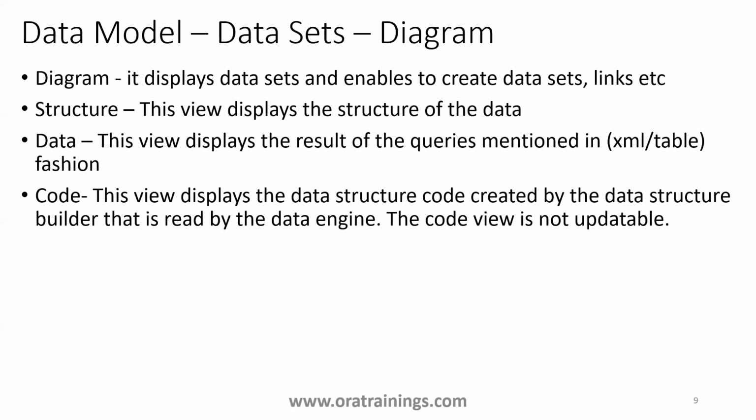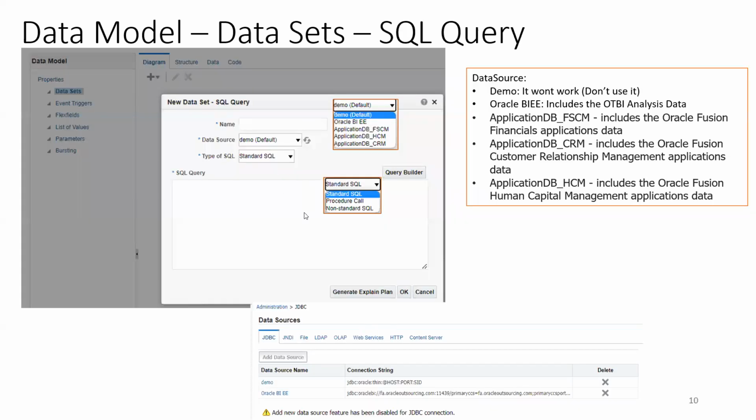The data tab displays the actual data for whatever queries were mentioned in the diagram. When we execute, it displays the data in an XML fashion or a table fashion. And the code is an internal code which is generated by the Oracle data model, for its internal purpose. It is the code generated by the BI engine, and it's not editable. And in the diagram you can observe it shows a list of data sources.